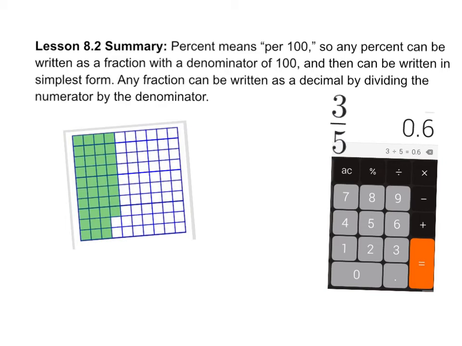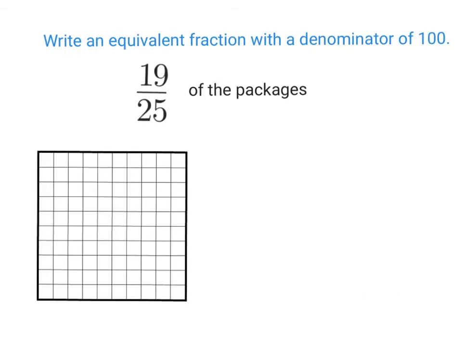Lesson 8.2 summary. Percent means per hundred, so any percent can be written as a fraction with a denominator of 100 and then can be written in simplest form. Any fraction can be written as a decimal by dividing the numerator by the denominator. So we see that here.